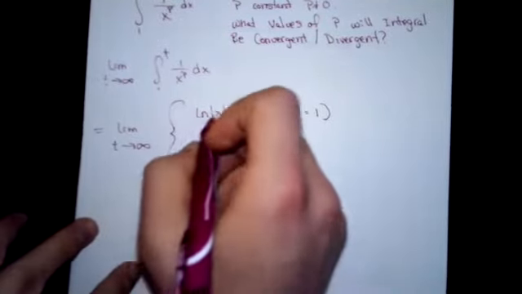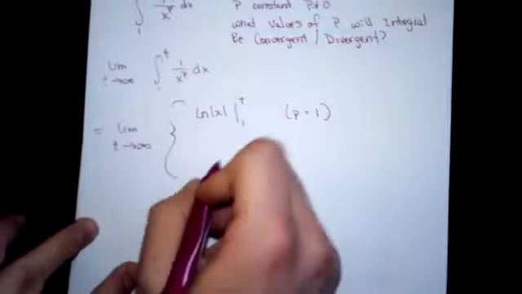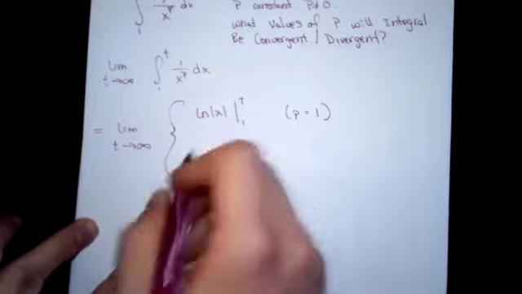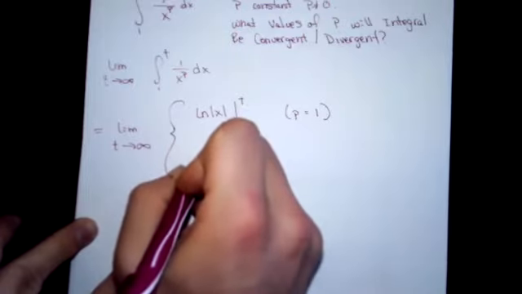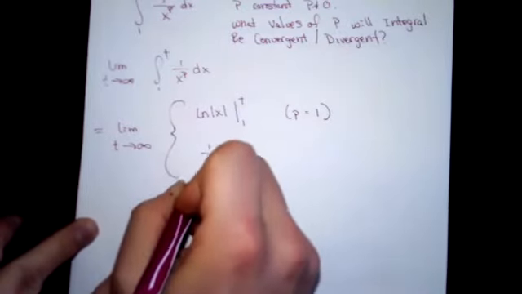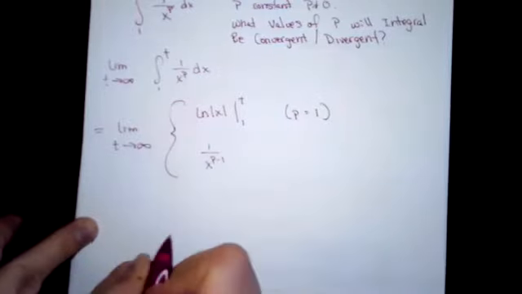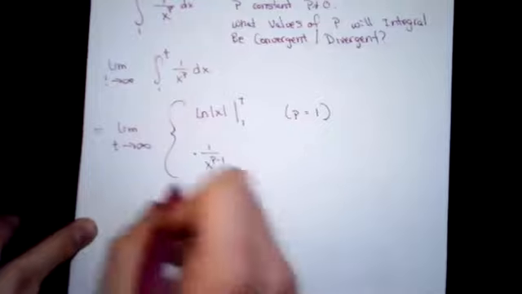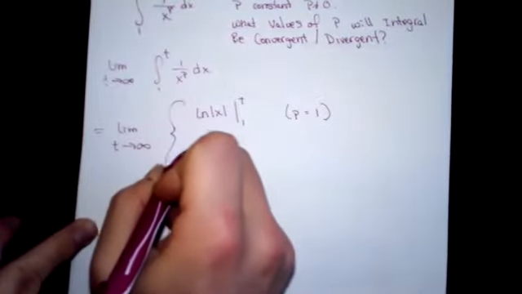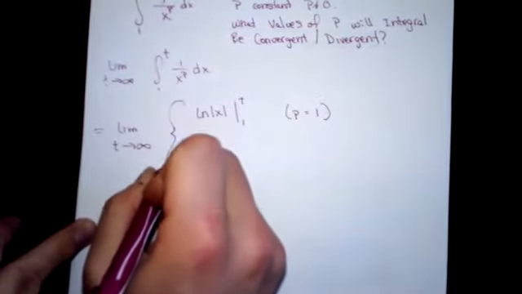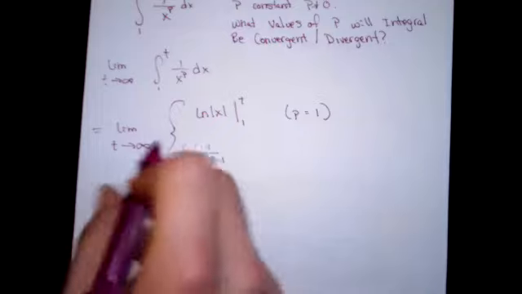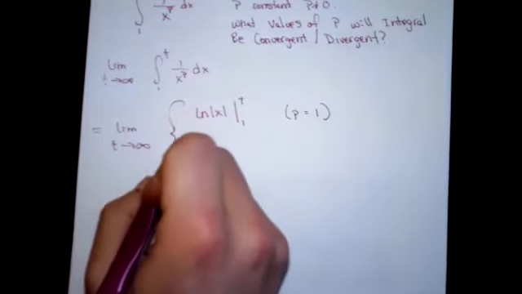And if p is not equal to 1, what do we get? So it's x to the minus p. We should get x to the minus p plus 1, or in other words, 1 over x to the p minus 1. And then we need to divide by that. So 1 over, I'm trying to do this in my head here. Was it minus p plus 1?